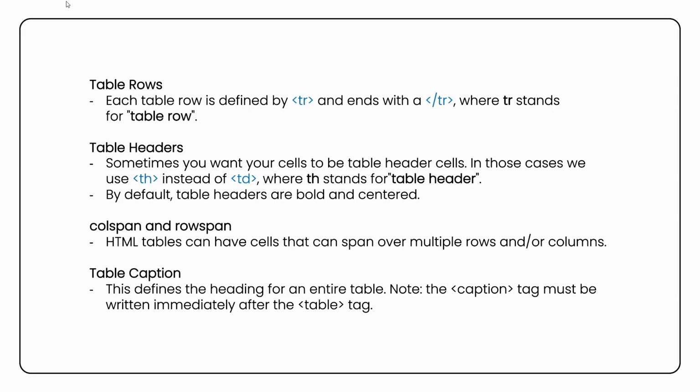Next we have HTML table colspan and rowspan attributes, which are used to span over multiple rows or columns.